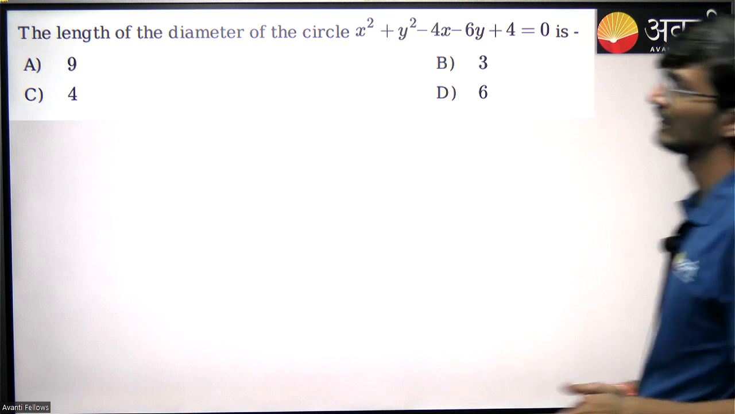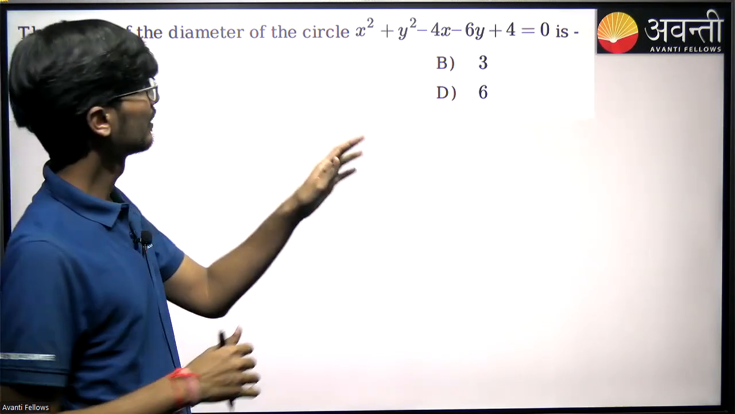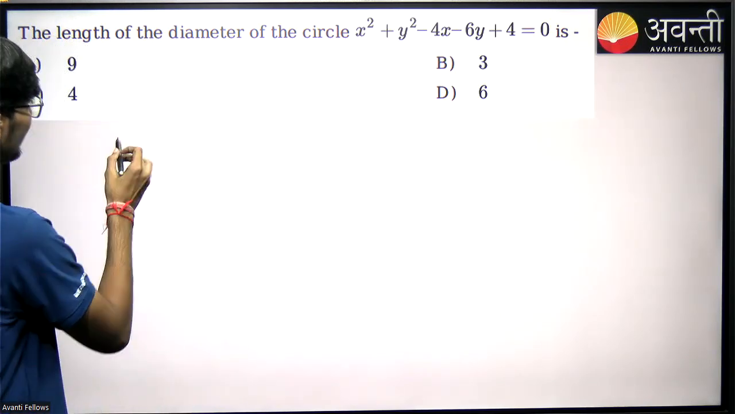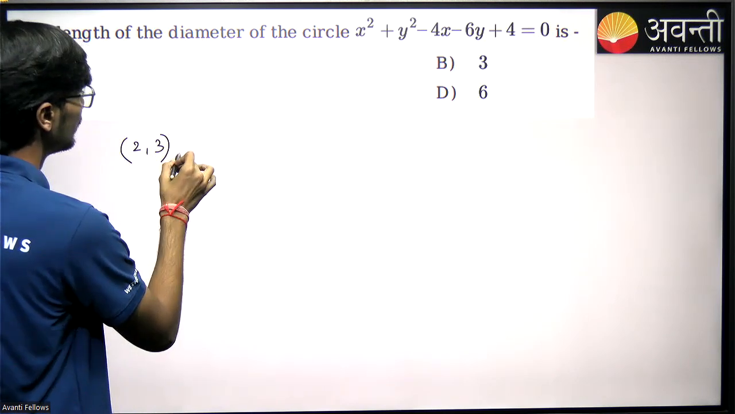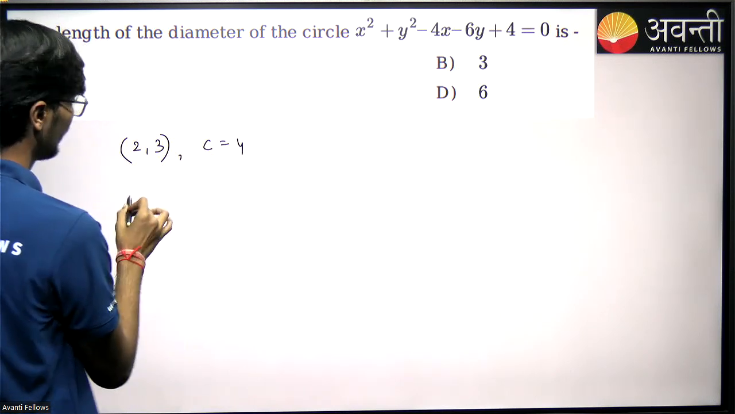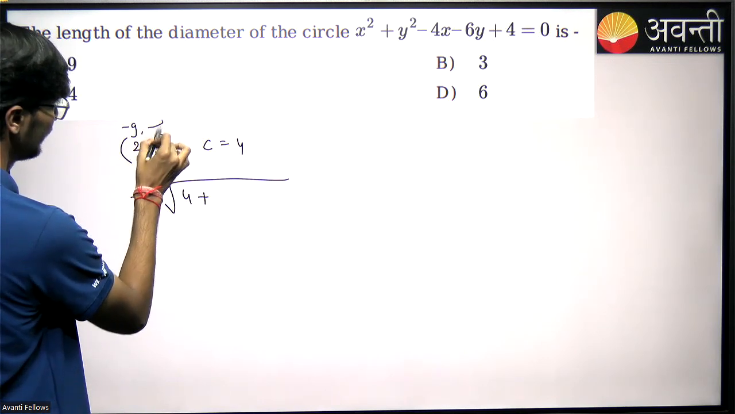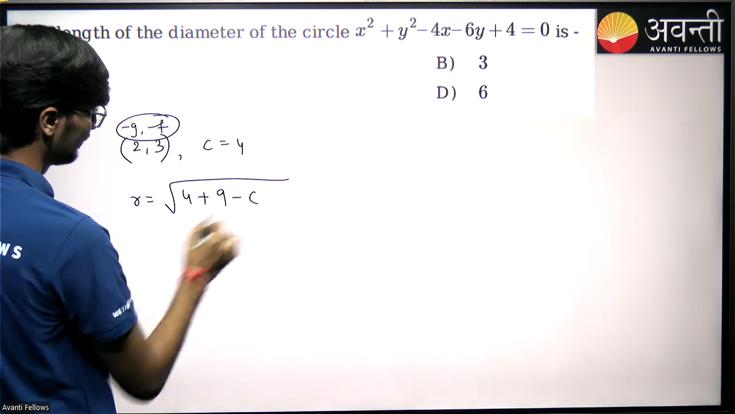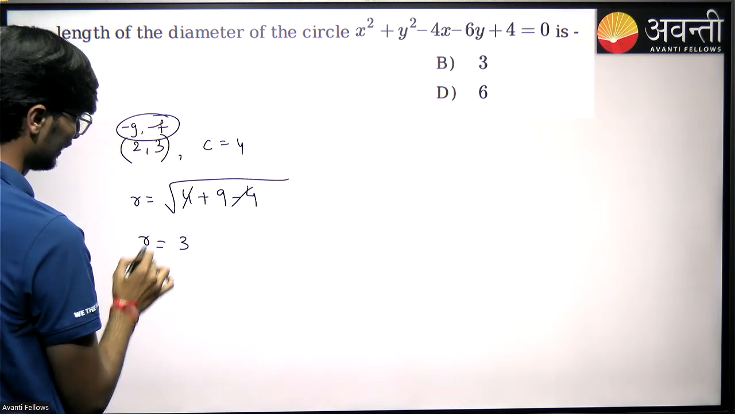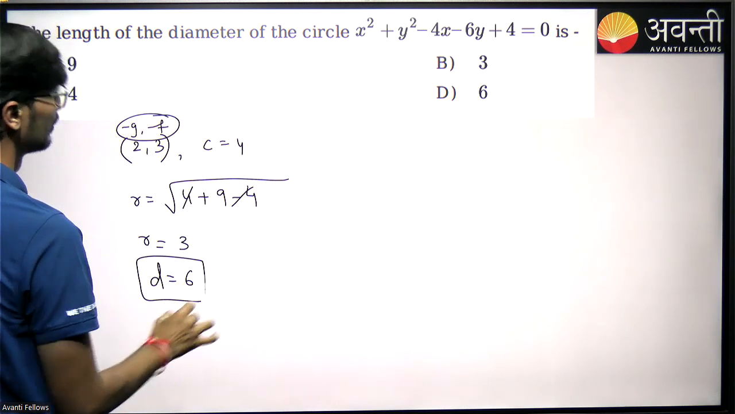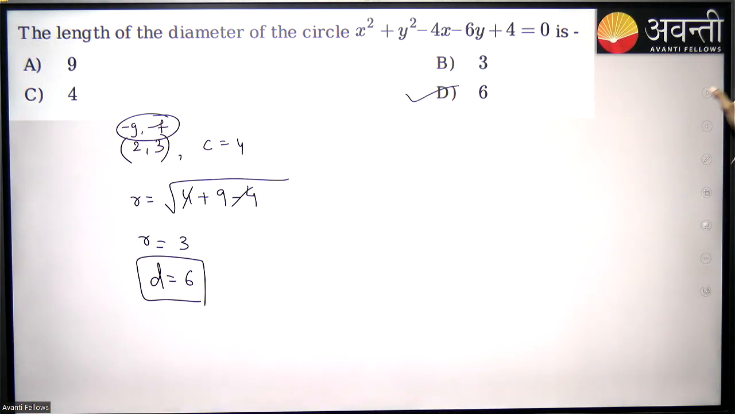Again, a simple question. A question from circle. The length of diameter of the circle. So center is 2, 3. And the value of C is 4. So radius will be under root of G square plus F square minus C. This is minus G, minus F, right, guys? I hope you know. So minus 4. 4 and 4 will get cancelled. Root 9 is 3. So R is 3. So D will be 6, the diameter. Simple. See, guys? Let's see the next one.